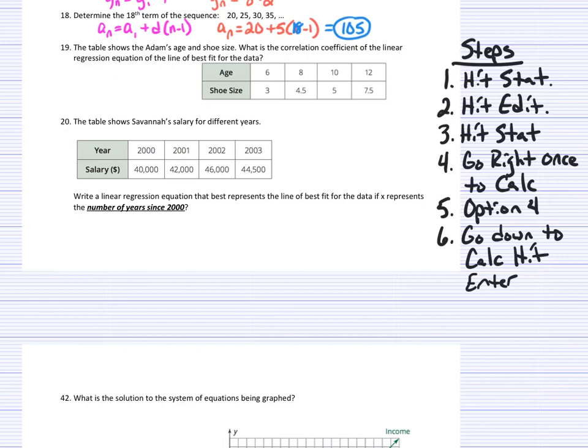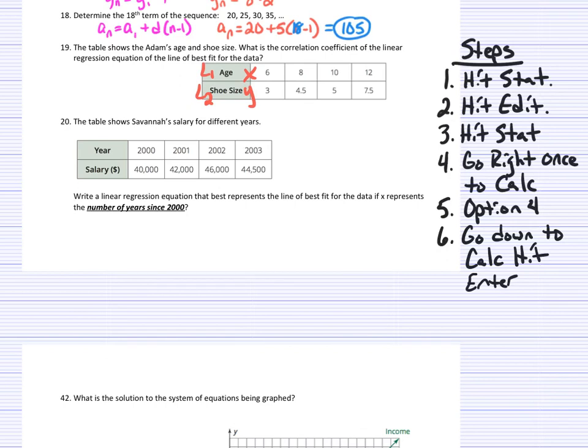All right, on number 19 and 20, this is the correlation coefficient and linear regression, and I wrote the steps over on the right of my screen in black. So I want to walk you through how to do this on your calculator. On number 19, the table shows Adam's age and shoe size, and what's the correlation coefficient. So for my age, I'm going to enter them in for L1, which is my X, so I'm going to hit Stat. Then I hit Enter on Edit. And my X column, or the L1, I'm going to put in 6, 8, 10, and 12. Then for my Y, the shoe size, which is your list 2, I'm going to put in 3, 4.5, 5, and 7.5.